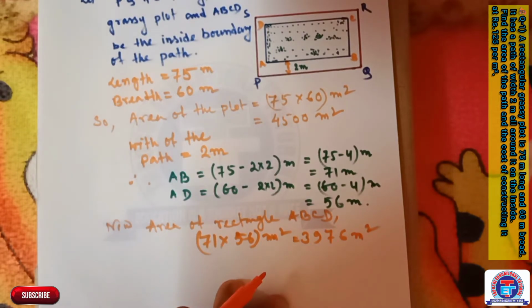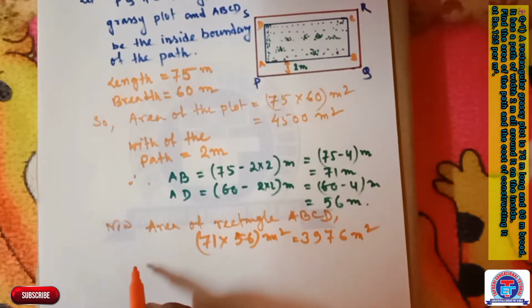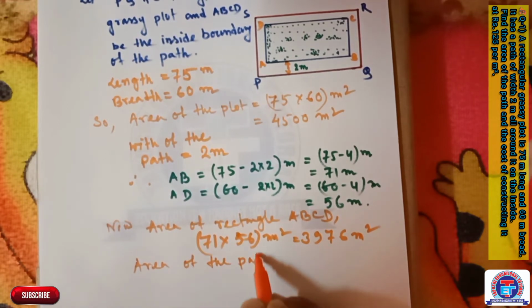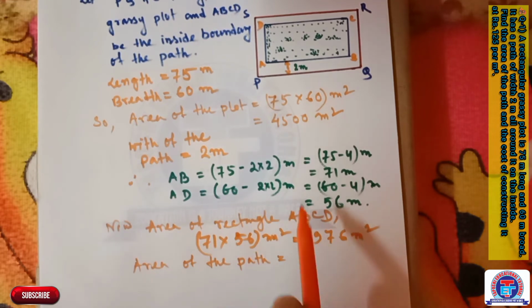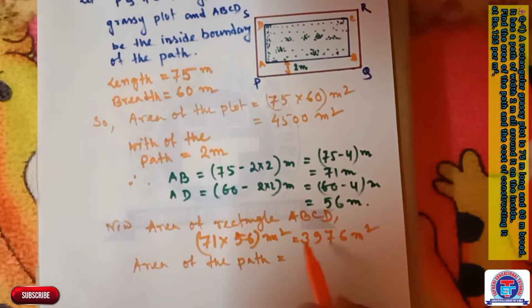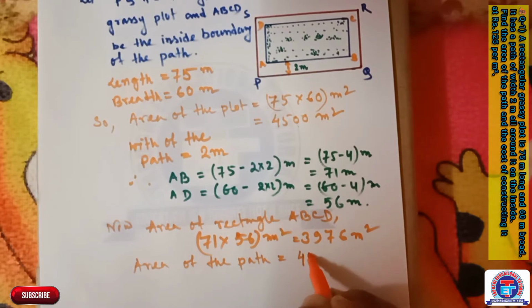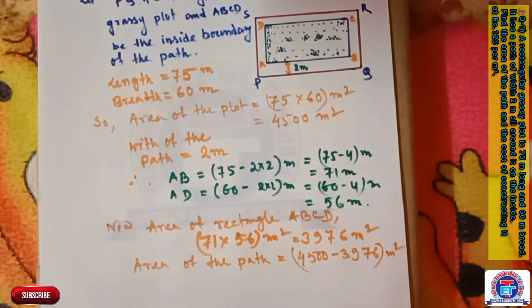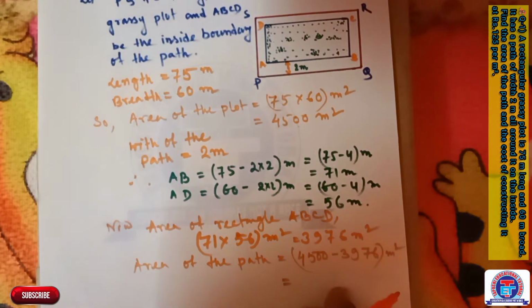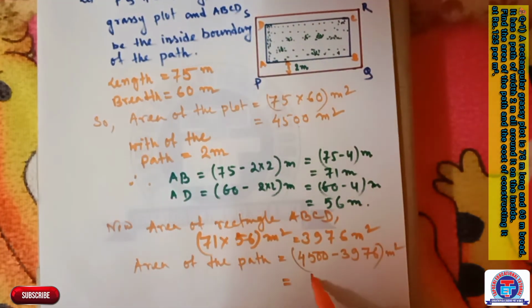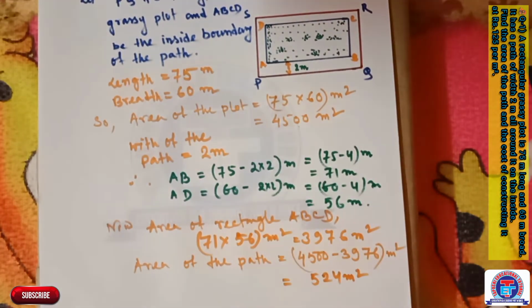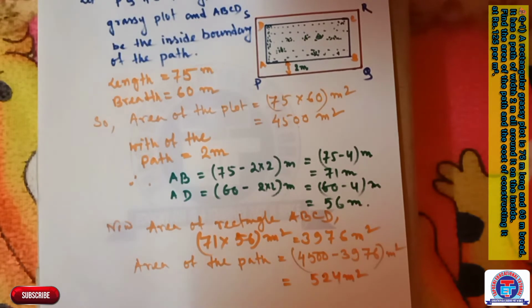Okay, so the area of the path is equal to this minus this, so it will become 4500 minus 3976 meters square, correct? And it will become 524 meters square. Now we calculate the cost.